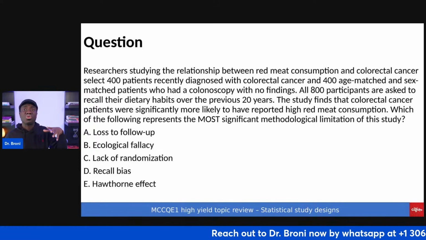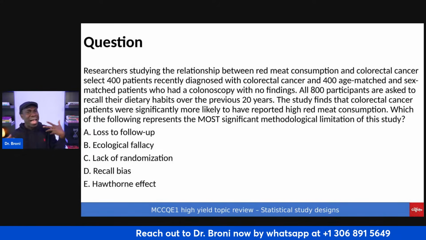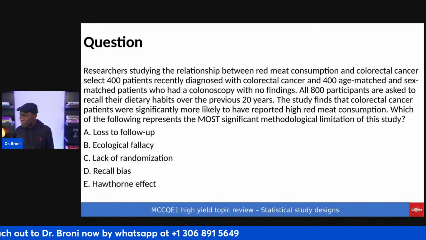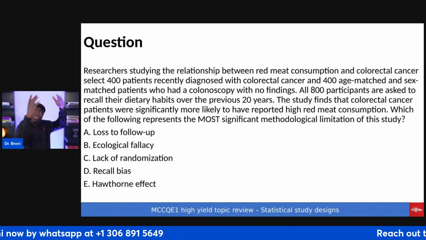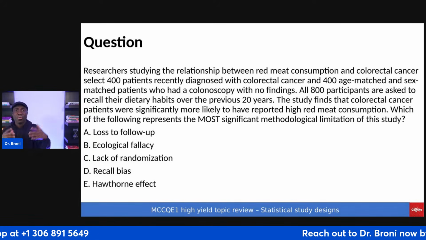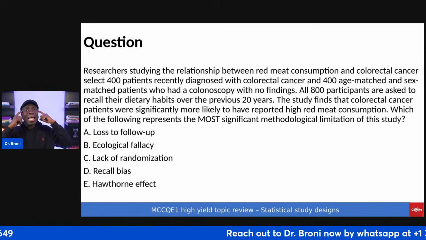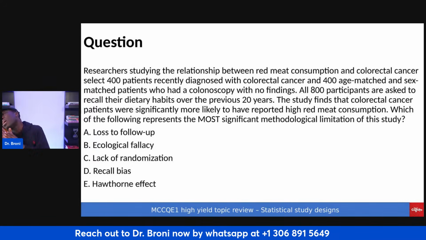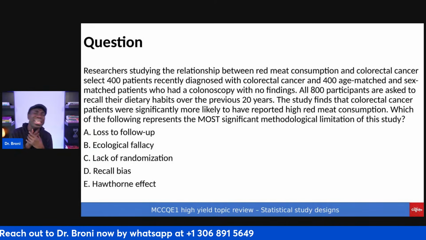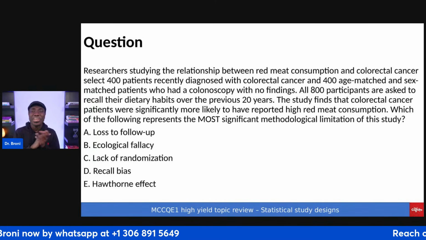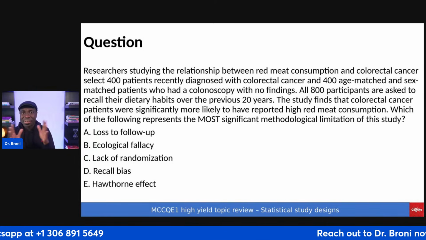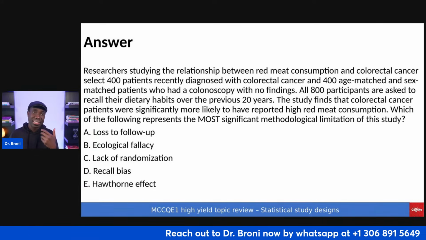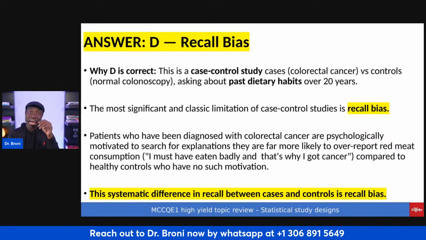Now, in case control study, you are asking them, how often were you eating red meat in the last 20 years? And then you have people who have colorectal cancer and those who don't have colorectal cancer. What do you think can affect it? What the person has to recall. How was my wife preparing the food? Which restaurant were we eating at? What were we buying? That is it. So it becomes a recall bias problem.